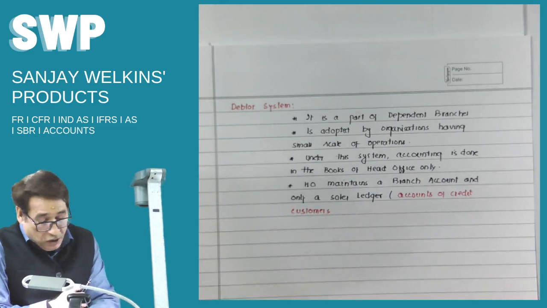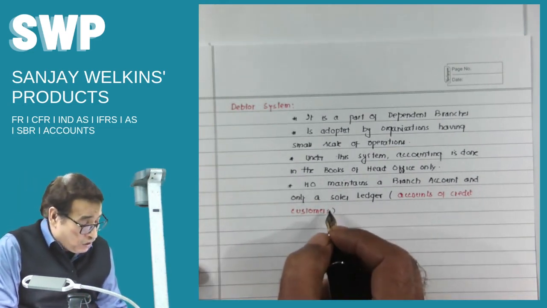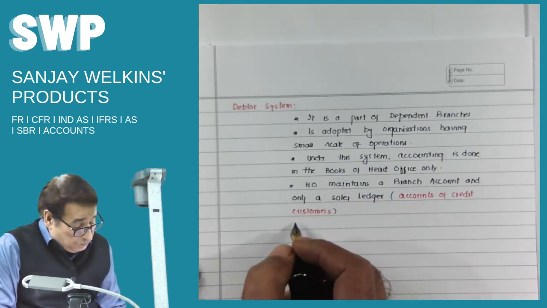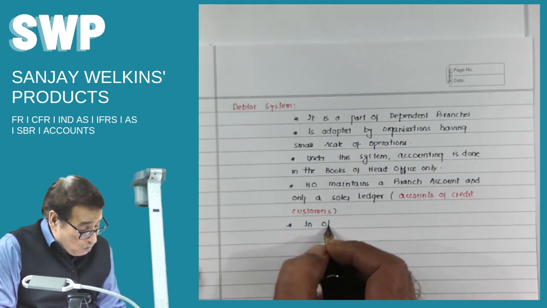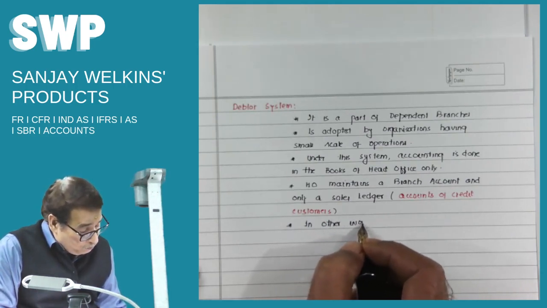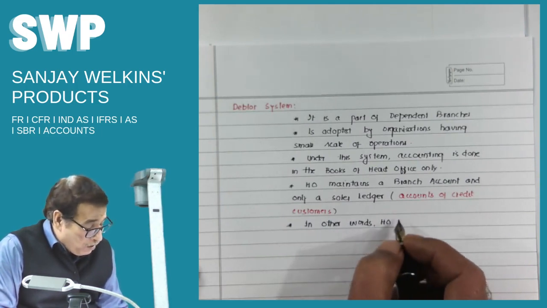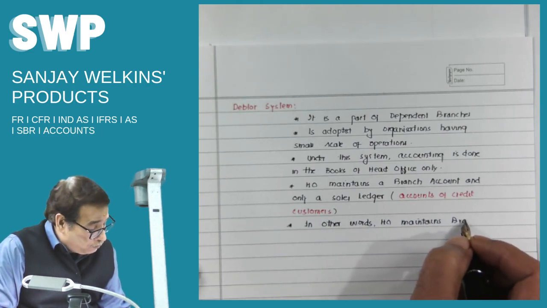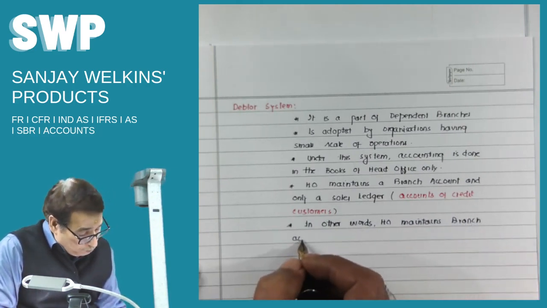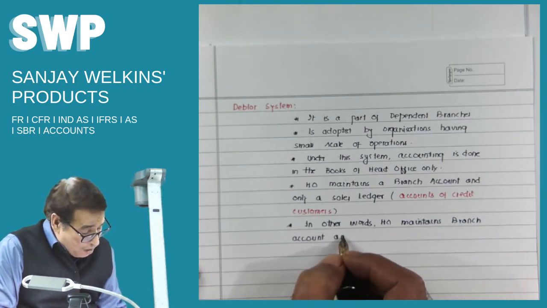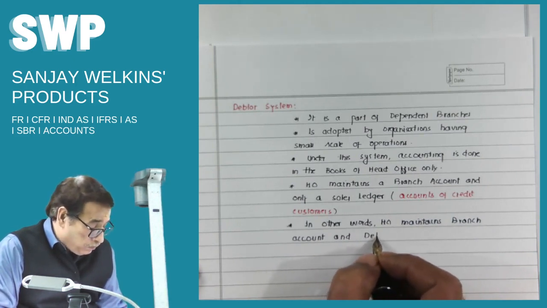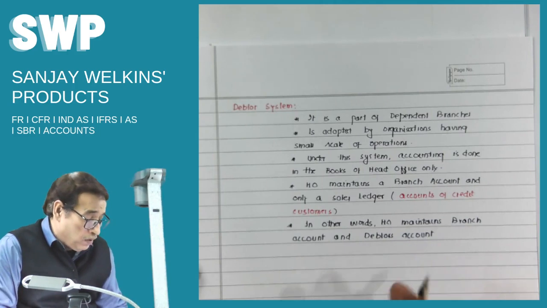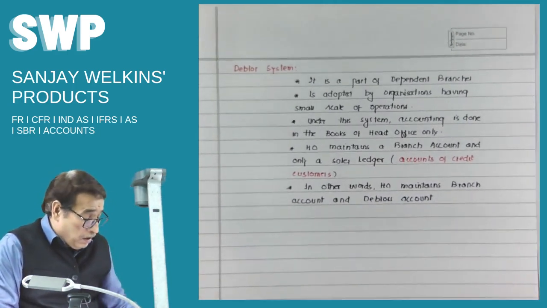So when we say that head office maintains a branch account and a sales ledger, that means head office is maintaining the branch account and all credit customers' accounts or all debtors' accounts, correct? In other words, head office maintains a branch account and debtors account. And I told you earlier, that is also the reason why this system is known as the debtors system, correct?